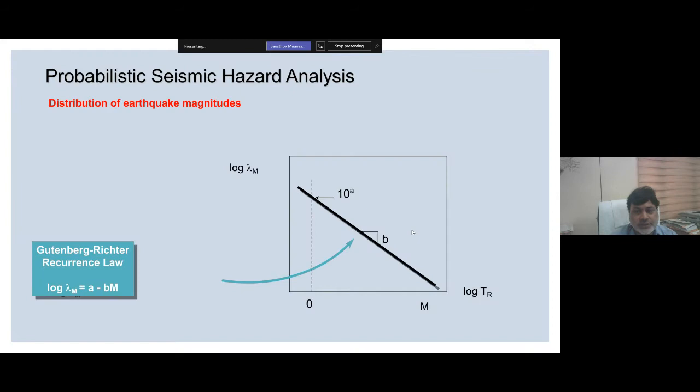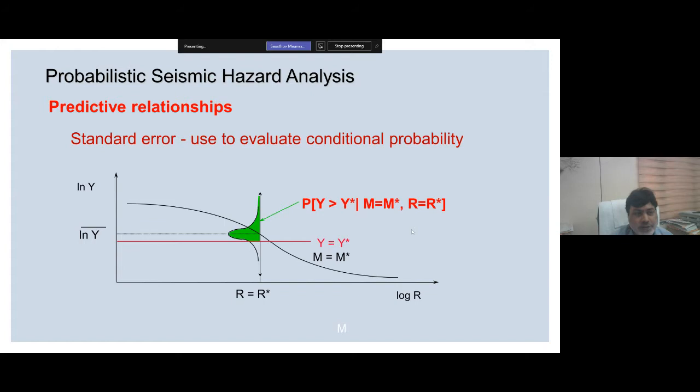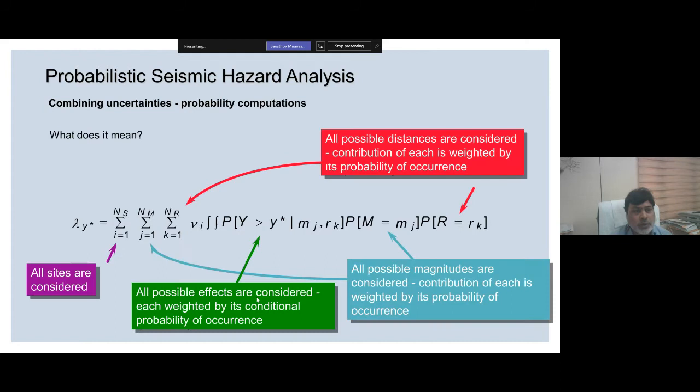So in probabilistic seismic hazard analysis, the Gutenberg-Richter equation gives the constants a and b, and also gives the recurrence time. You use the standard error to evaluate the conditional probability where M equals M star, that means the magnitude becomes the maximum magnitude for a given epicentral distance and the predictive relationship we use. We combine the uncertainties in the probability computation, giving an equation obtained for all sites. So this probability computation is taken over all sites, all magnitudes, and all distances.